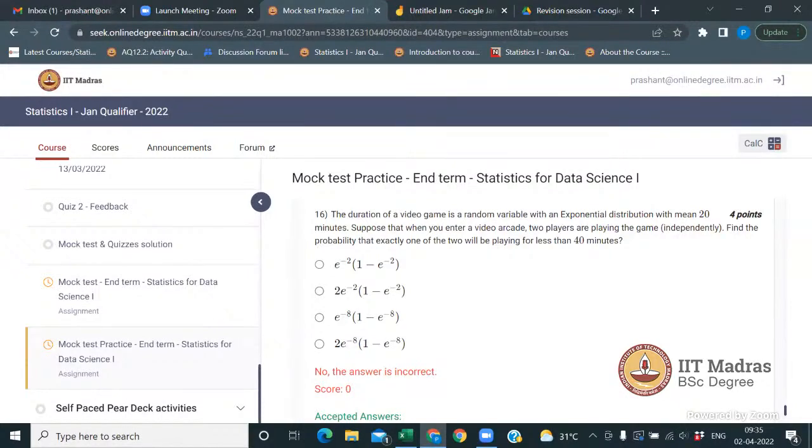Sir, I just wanted to say that in this particular question number 16, the two players are playing independently. And how will the question differ if we have two players which are playing dependently on each other? Then it will be conditional probability.